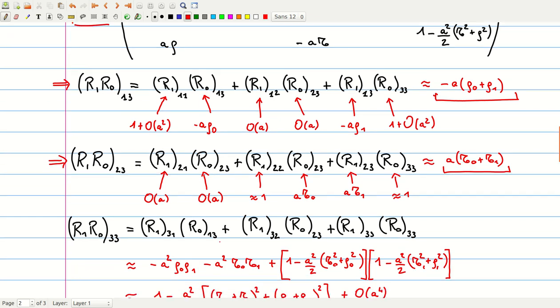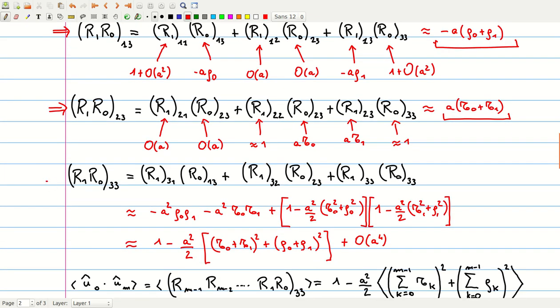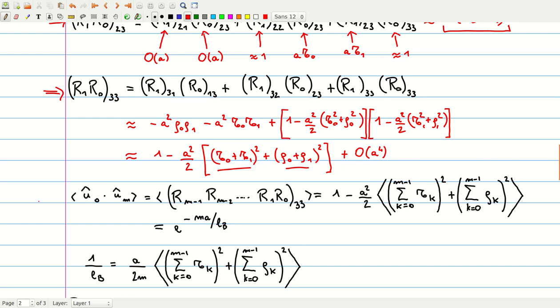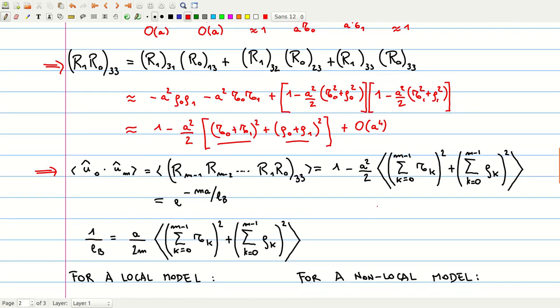For the element 3, 3, one can collect some terms and show that to lowest order in A, tilt and roll are summed. The calculation of the tangent-tangent correlation proceeds in this way, and we get this final expression from which we can get the bending persistence length.